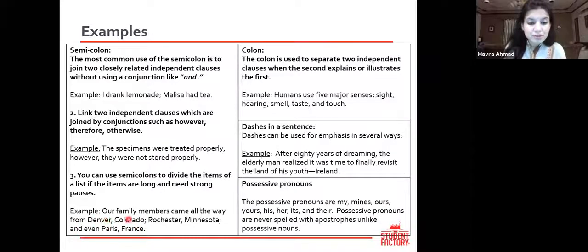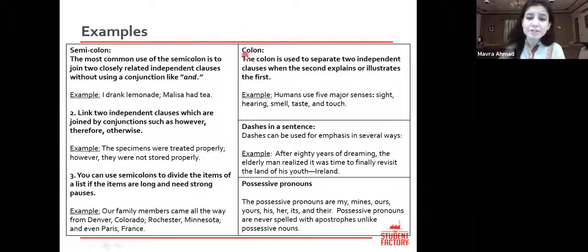अब यहाँ पर जो आप देख सकते हैं कि सेमीकोलन जो है, they are separating the different countries and they have put semicolons to separate different regions, right? जैसे Denver is part of Colorado, Rochester is part of Minnesota, तो हमने and Paris and France ये last है इस list में, तो इनको separate करने के लिए we don't need the semicolon, but to separate the items in a list that are a little more detailed and that need pauses in between, that need breaks in between, strong pauses, हमें उनको semicolon से separate कर देना चाहिए, ठीक है?